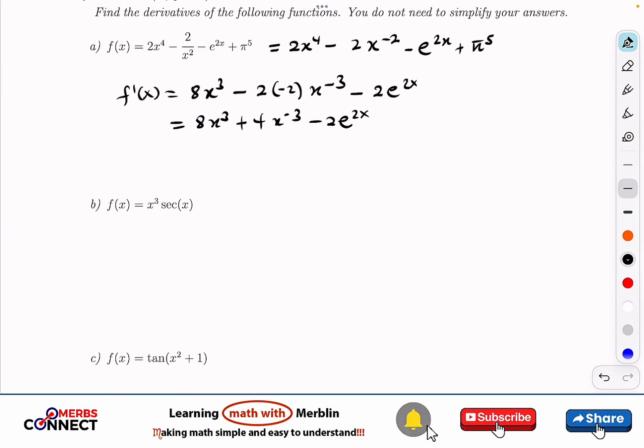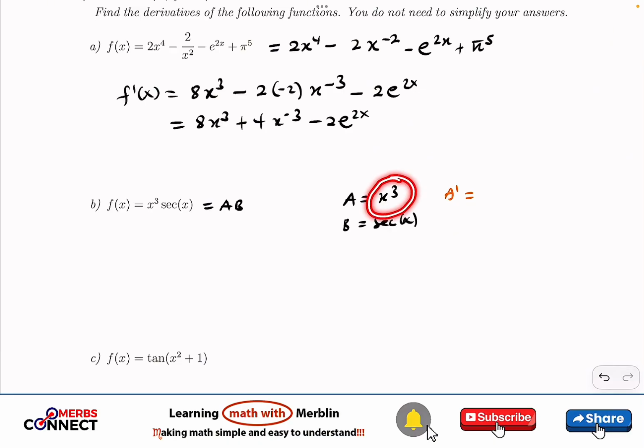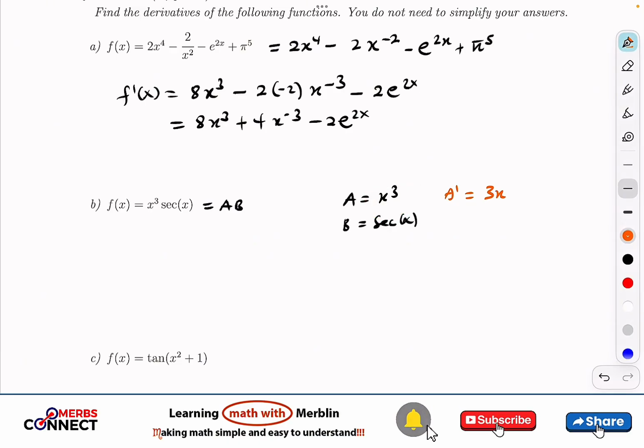Now let's look at b. Okay, so for b, I'm going to use the product rule. So I'm going to say that I have a and b, and I'm going to assign a to x to the power 3, and then I'm going to assign b to be cosine of x, sorry, secant of x. So I need a prime. What is a prime? Use the power rule here. We are going to have 3x squared. What is b prime?